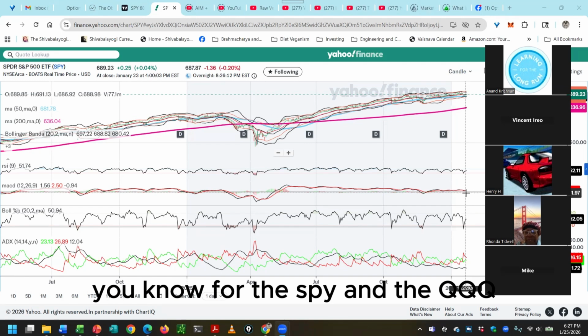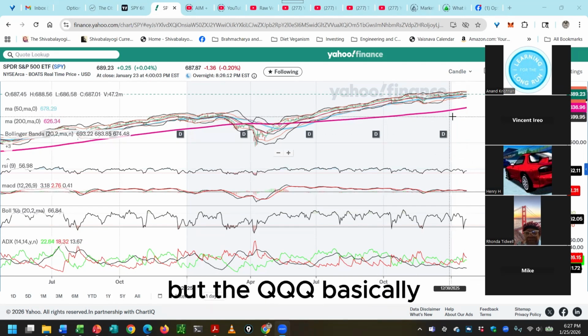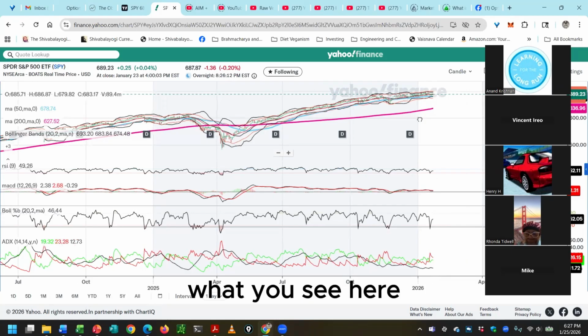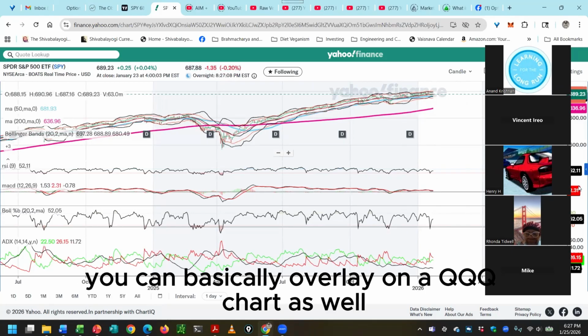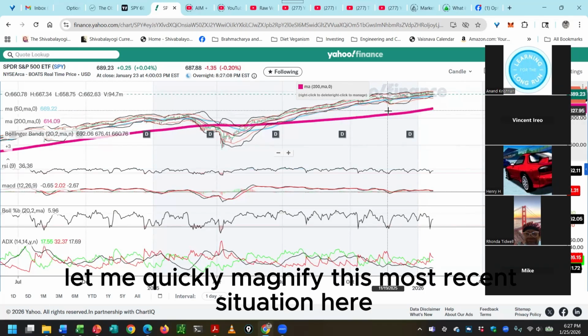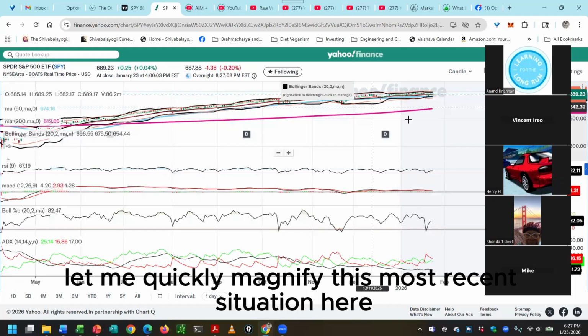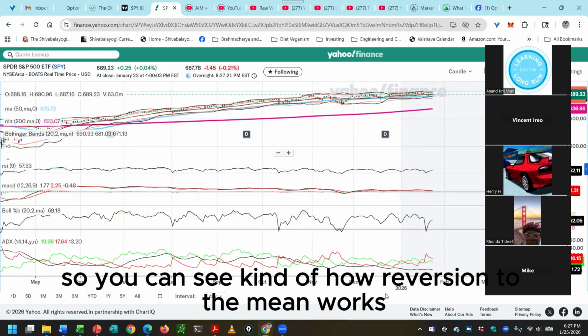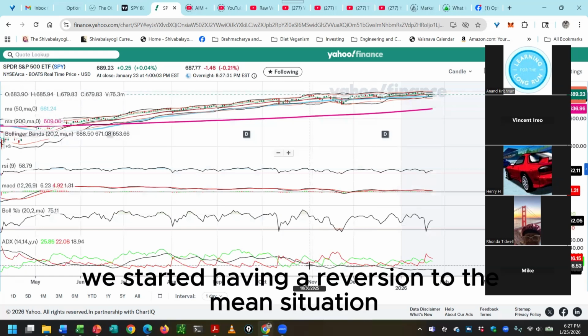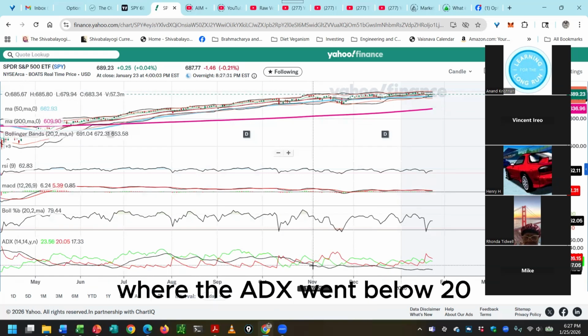For the SPY and the QQQ. Now, here's the thing. Right now I'm showing you the SPY, but the QQQ basically does the same thing that the SPY does. So what you see here, you can basically overlay on a QQQ chart as well. Now, let me quickly magnify this most recent situation so you can see how reversion to the mean works. Around late October of 2025 to early November, we started having a reversion to the mean situation where the ADX went below 20.